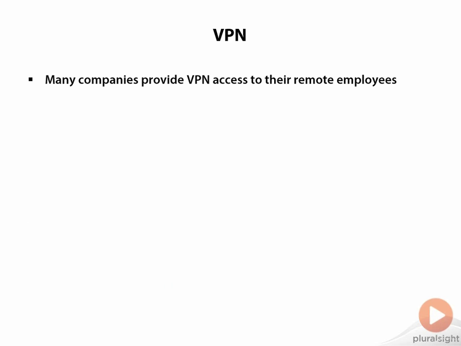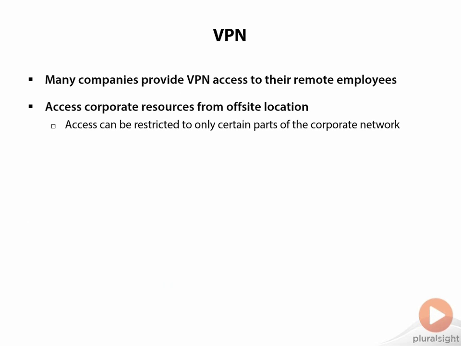All right, so VPNs, as I said, many companies provide VPN access to remote employees, whether they're teleworkers or a mobile sales force that travels around and needs to access corporate resources. It can be given pretty much as a full access connection. So once you access the VPN, you have access to everything. Or it can be set up so that access is restricted to only certain parts of the network. That allows people that VPN in to access only a specific server or a specific set of files, so on and so forth.